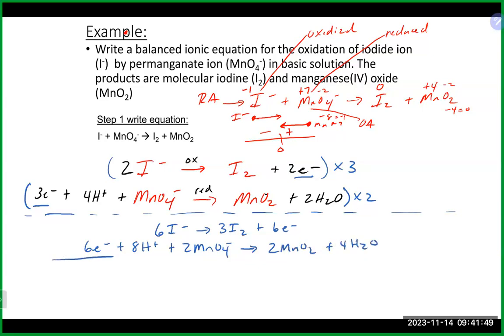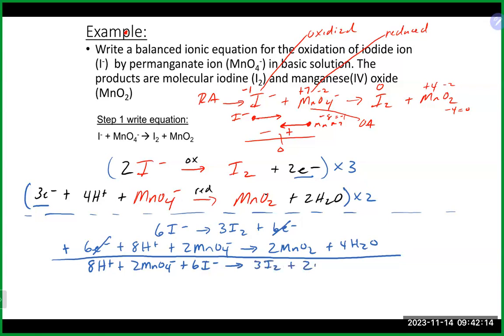Now that we do have the same number of electrons, we're ready to add these together. Our electrons should cancel. And I think in this case, that is all that will cancel. So I will end up with 8 H pluses plus 2 MnO4 minus plus 6 iodide. That's everything on the left-hand side of the arrows. 3I2 plus 2 MnO2 and 4 waters in this case.